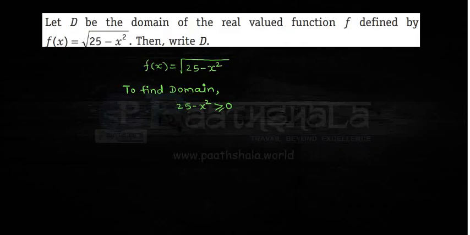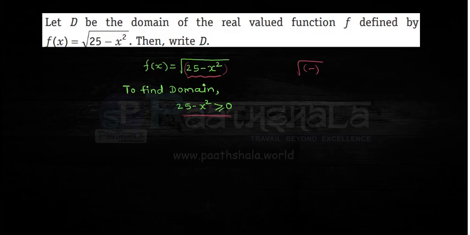This function is defined if and only if this value, 25 minus x square, must be greater than or equal to 0, because if the root takes a negative value, then it will become a complex imaginary value. And the function is not defined for imaginary or complex values. For a negative square root, the function is not defined.